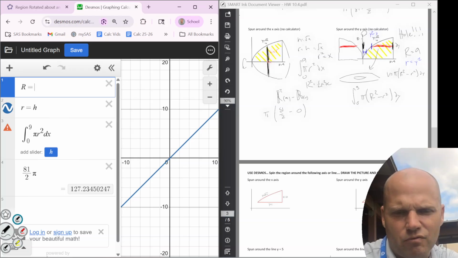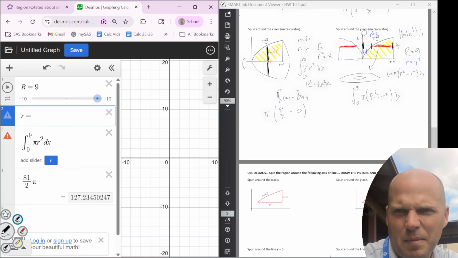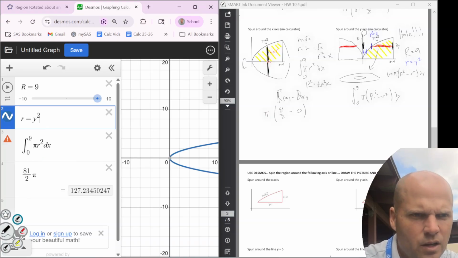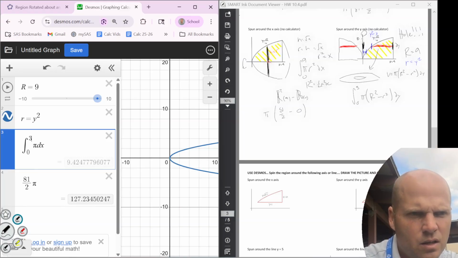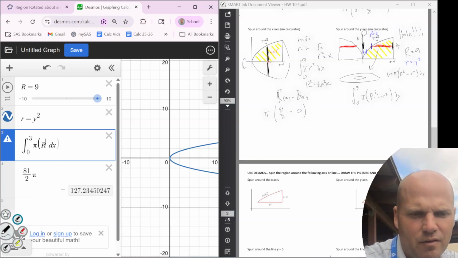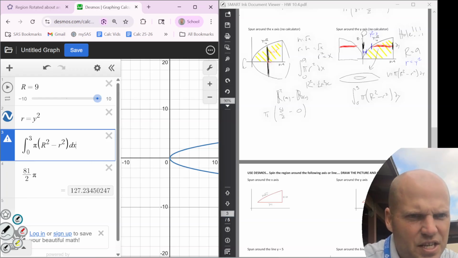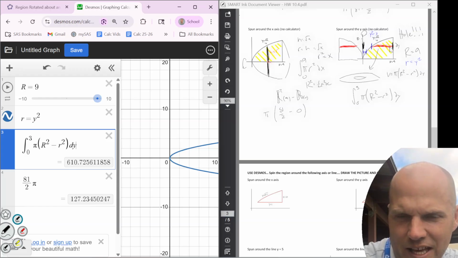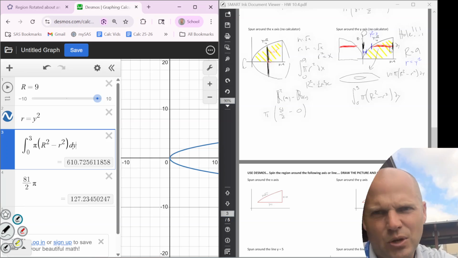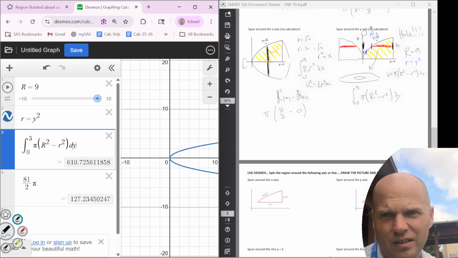That my biggest radius is 9, that my smaller radius is y squared. And I would sum up from 0 to 3, pi, my bigger radius squared minus my smaller radius squared, dy, because that is the depth of it. So I get 610. I'm using my calculator for the rest of the homework.